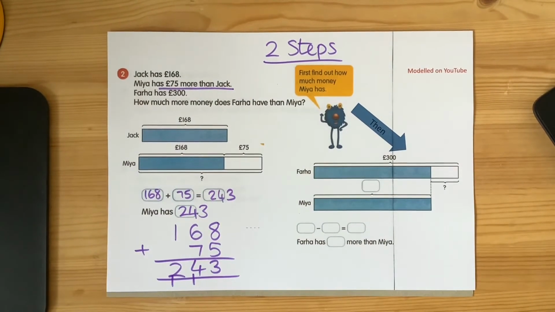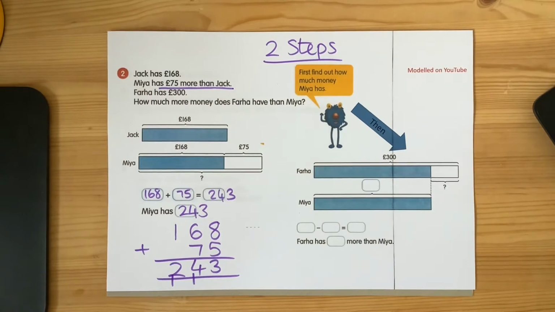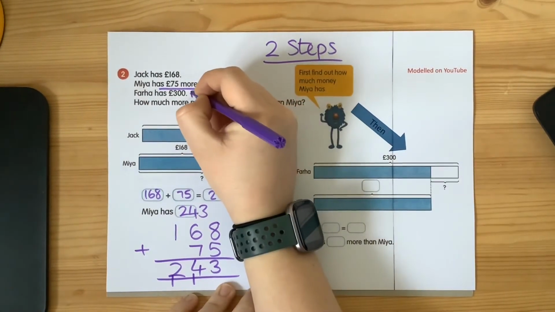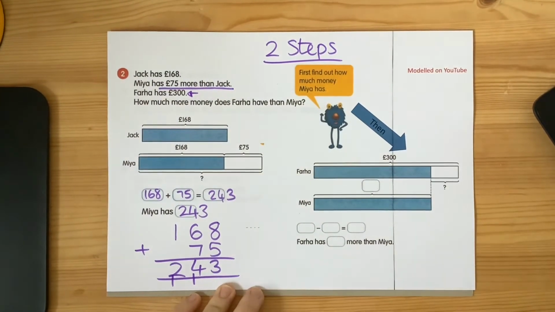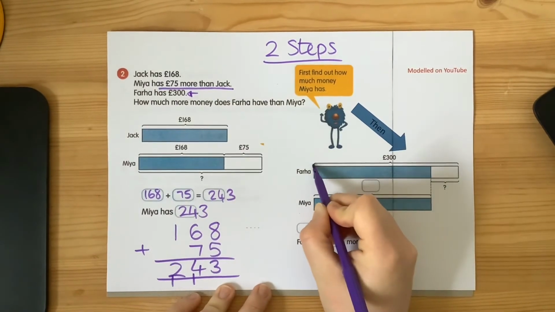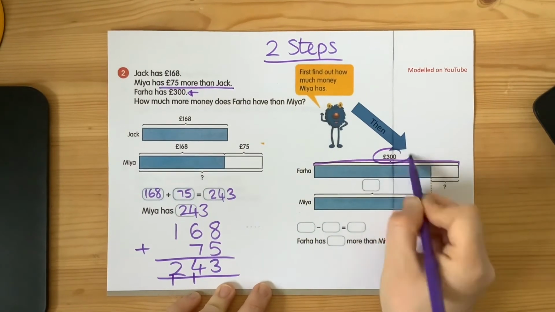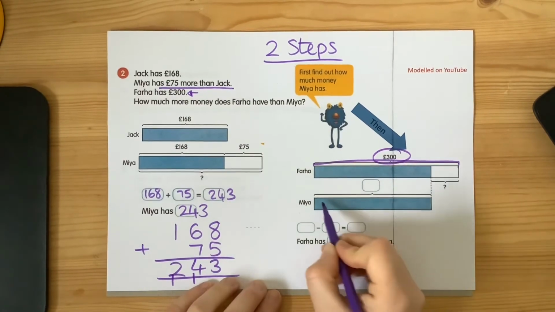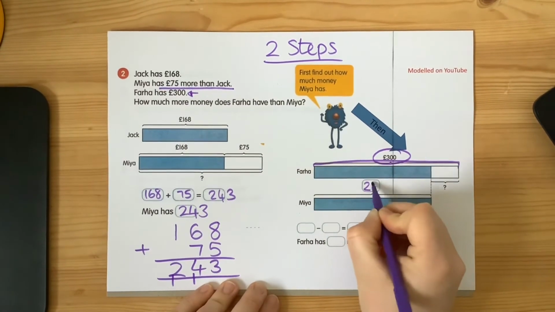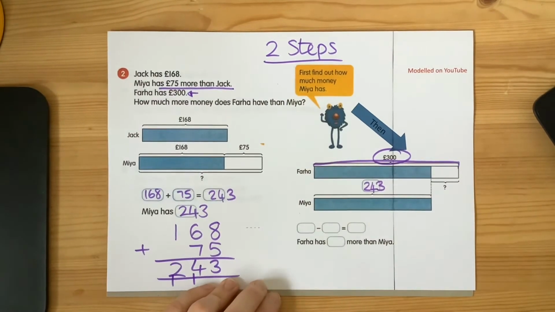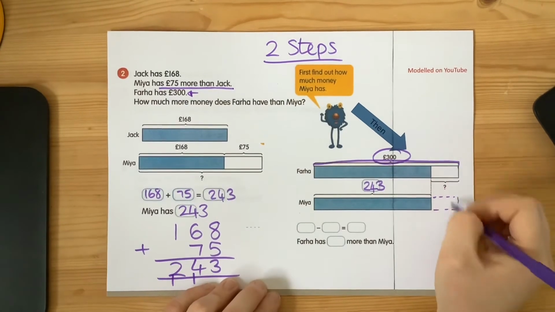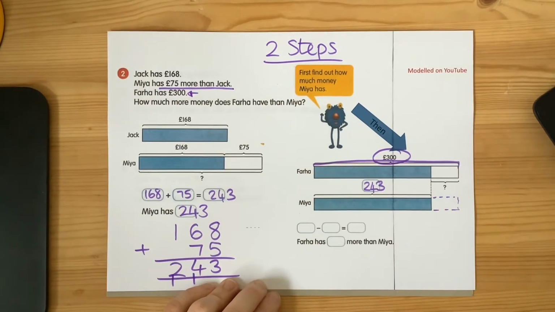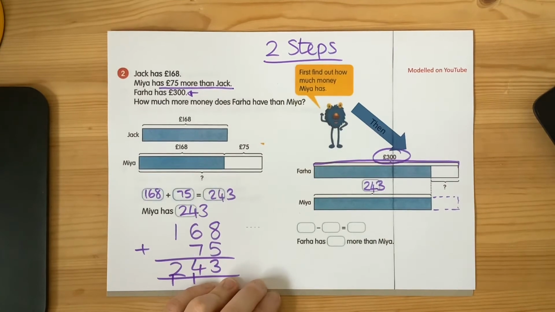What next? Well, the next step is to work out how much more Farah has than Maya. Now we know that Farah has £300, and we also know that is more than Maya because Maya's amount we just worked out was 243. So Farah's got a longer bar, and her longer bar is worth 300 in total. This is Maya's bar, and we know her bar is now worth 243 because that's how much she had. So this part here is how much more Farah's got than Maya. It's how much bigger Farah's bar is than Maya's bar.